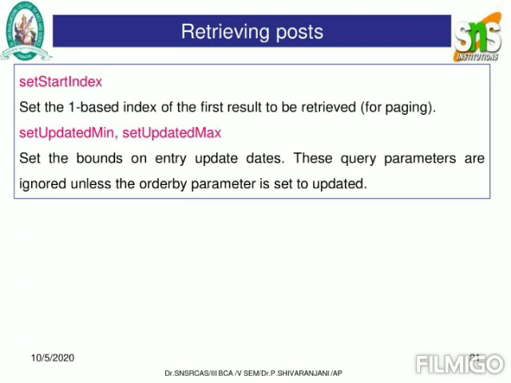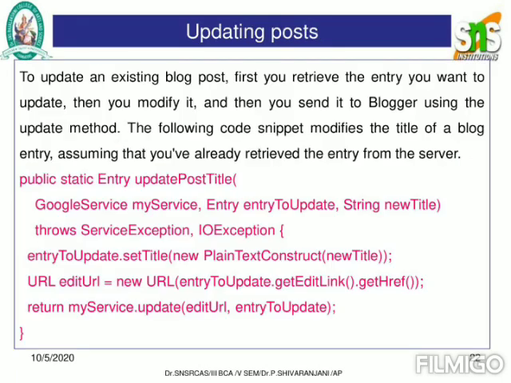So the next one is updating your post. To update an existing blog post, first you have to retrieve the entry you want to update. Then you can modify it, and then you can send it to Blogger using the update method. This example will change the title of the blog entry, assuming that you have already retrieved the entry from the server.